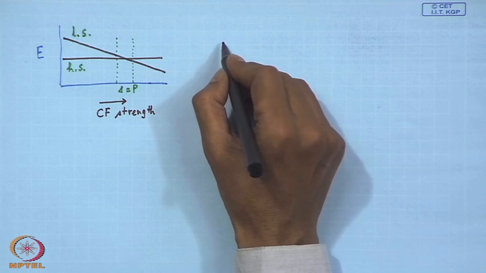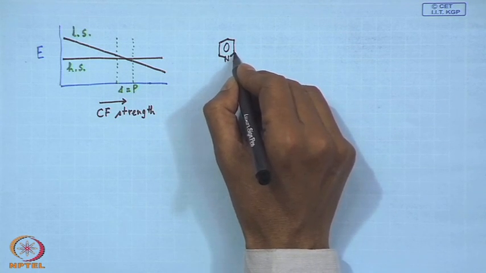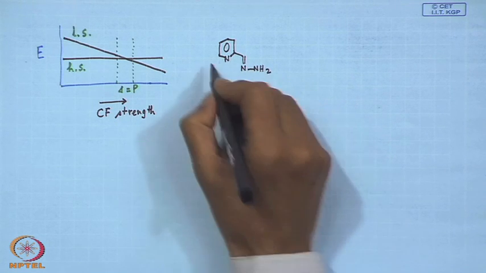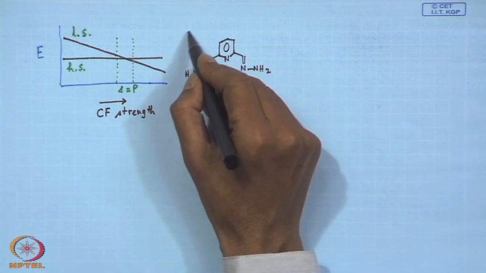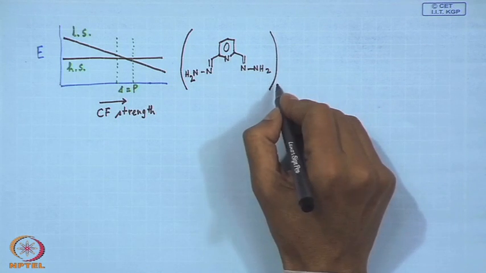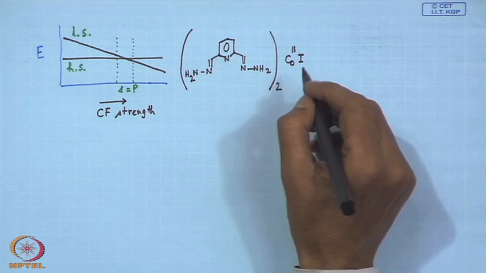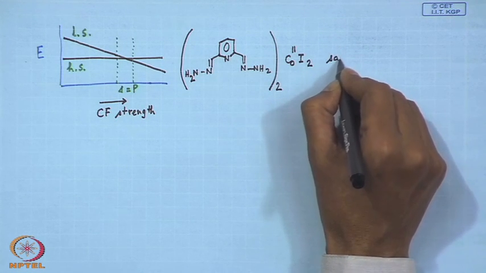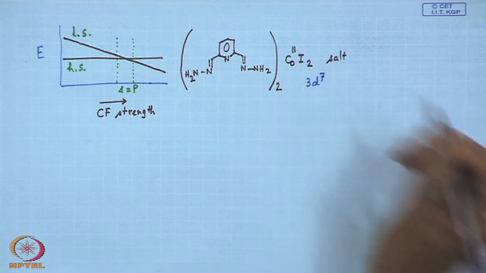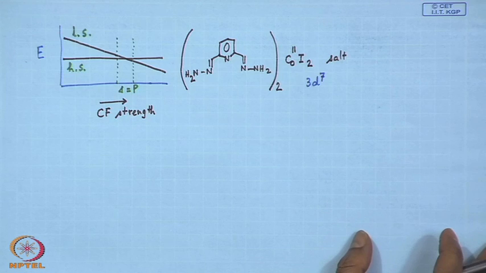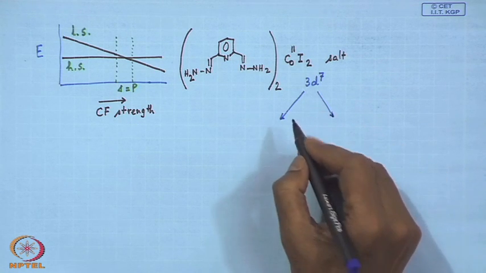The corresponding value can also be obtained if we see another example, which is the hydrazone derivative of pyridine 2,6 dialdehyde, which gives rise to the corresponding complex with cobalt 2. Since this ligand is a neutral one, we have the corresponding cobalt iodide salt. This one has a 3d7 electronic configuration, and as we all know, in this case also we can have two configurations, one is the low spin, another is the high spin.